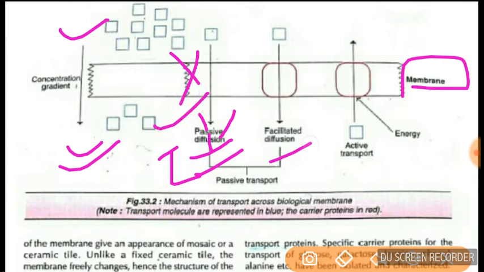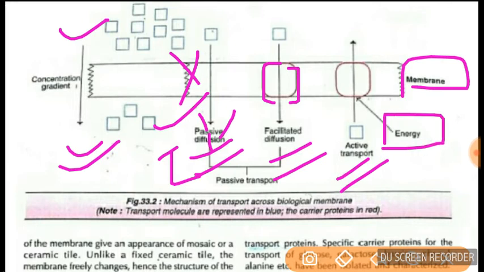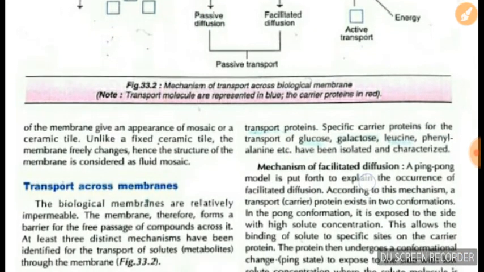And the next one is facilitated diffusion. In this, energy is also not needed, everything is the same as diffusion, and in this the carrier protein is there. And the third one is active transport. In this, energy is needed. Why? Because a molecule is moving from the lower concentration to higher concentration. Just see the arrow. And in this, a carrier protein is also needed. So these things we have to remember.